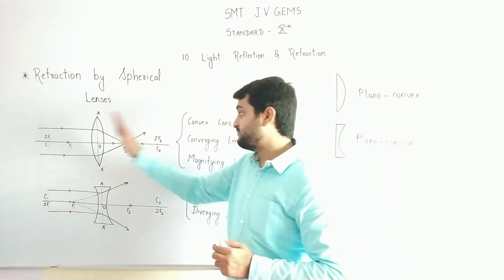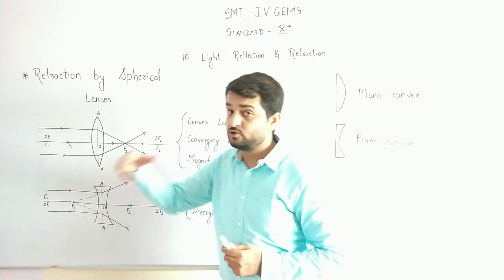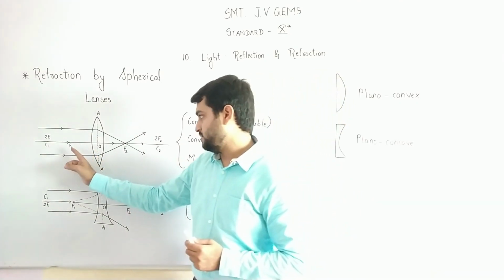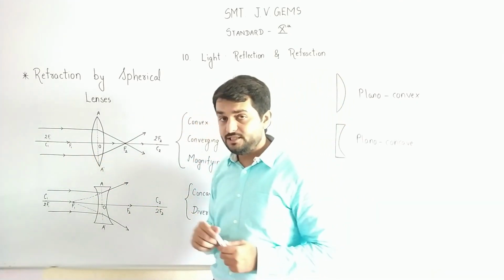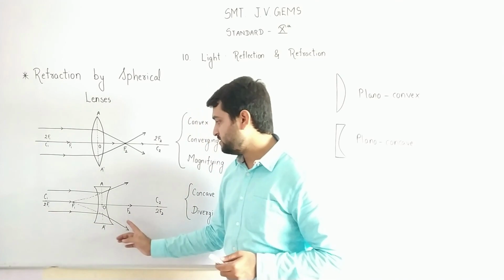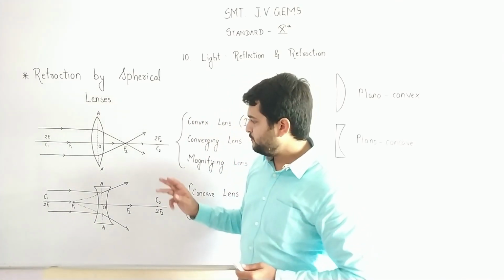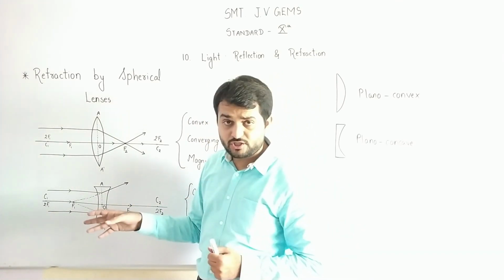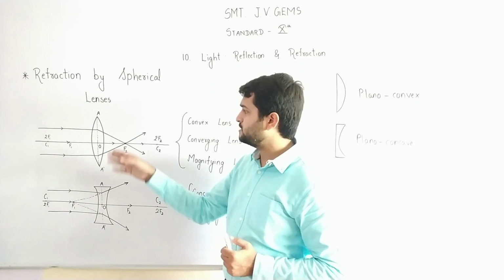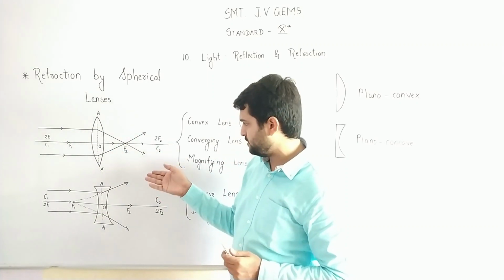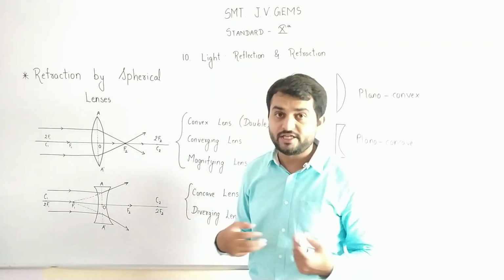Again, if the scenario would be from this side, then the focus would be on that side. So we will have two focus points, F1 and F2. Here also F1 and F2. So we got center of curvature, optical center, principal axis, principal focus. The distance is called focal length, that we know.